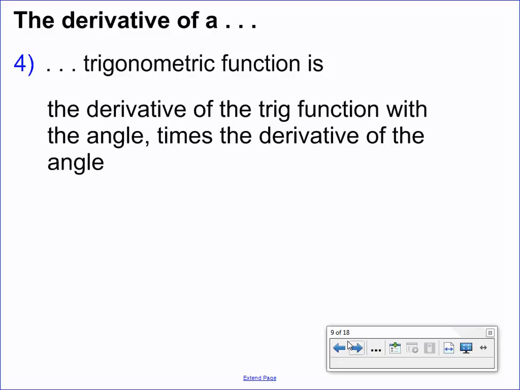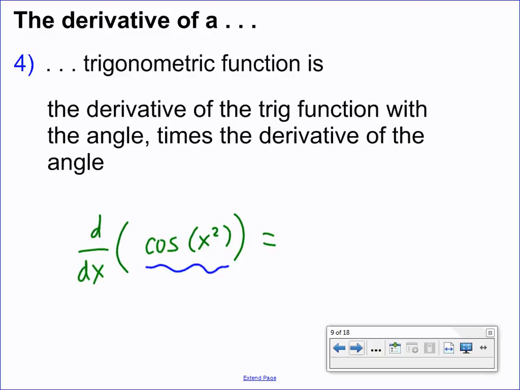The derivative of the trig function is the derivative of the trig function with the angle, then times the derivative of the angle. This is perhaps the easiest way to see the chain rule apply, right? The derivative of cosine of x squared. It's easy to see that chain rule apply. It's the derivative of the trig function.